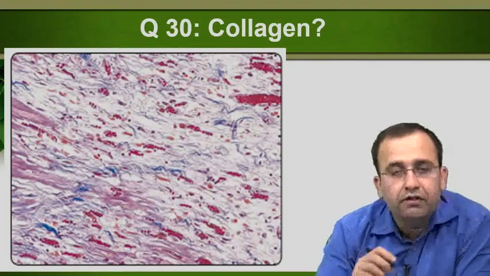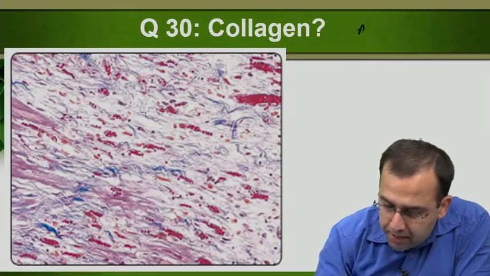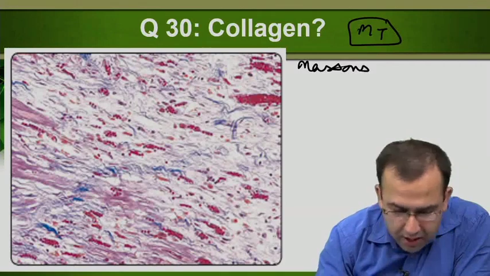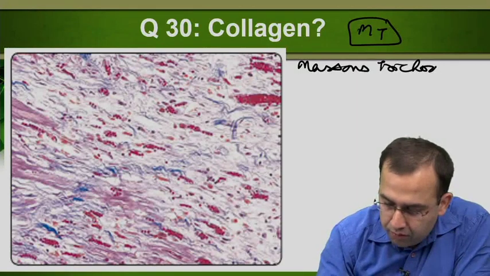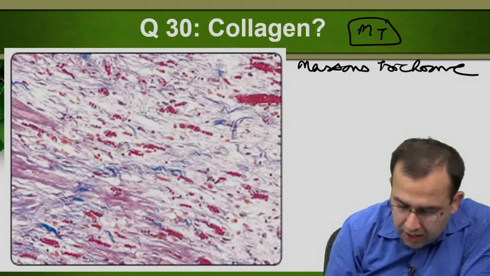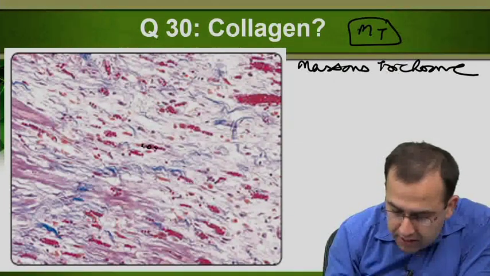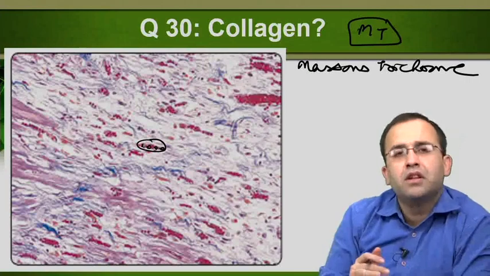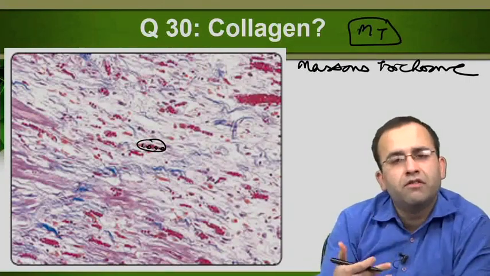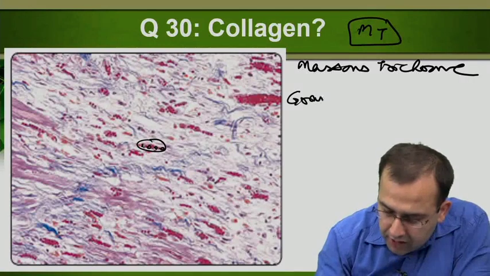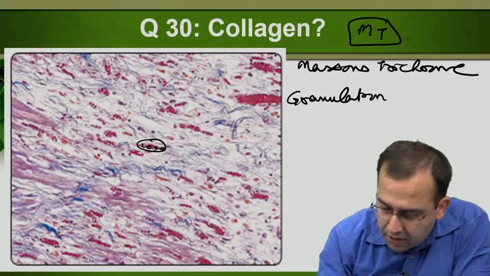What you see here, firstly, which stain is this? Masson's trichrome, MT. The stain is Masson's trichrome, in which collagen is blue, muscle is red. What are these dark red cells? These are the RBCs which are present in the blood vessel. That is, new vessel formation or angiogenesis is taking place. So diagnosis, granulation tissue.